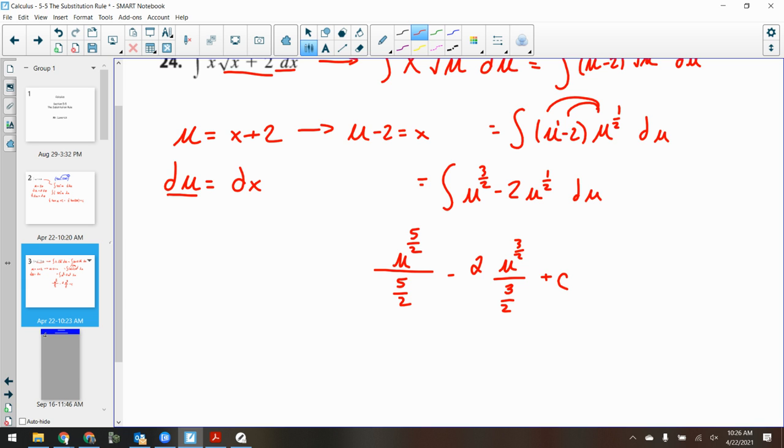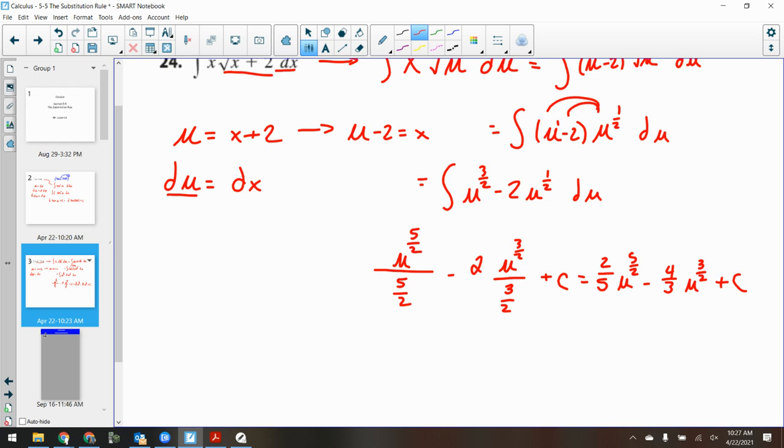Let's manipulate the fractions a little bit. Dividing by a fraction is multiplying by the reciprocal, so that's 2/5 u to the 5/2 minus, and now I would take 2 divided by 3/2 or 2 times 2/3, right? 2 times 2/3, so it'd be 4/3. 4/3 minus 4/3 u to the 3/2. Plus c.